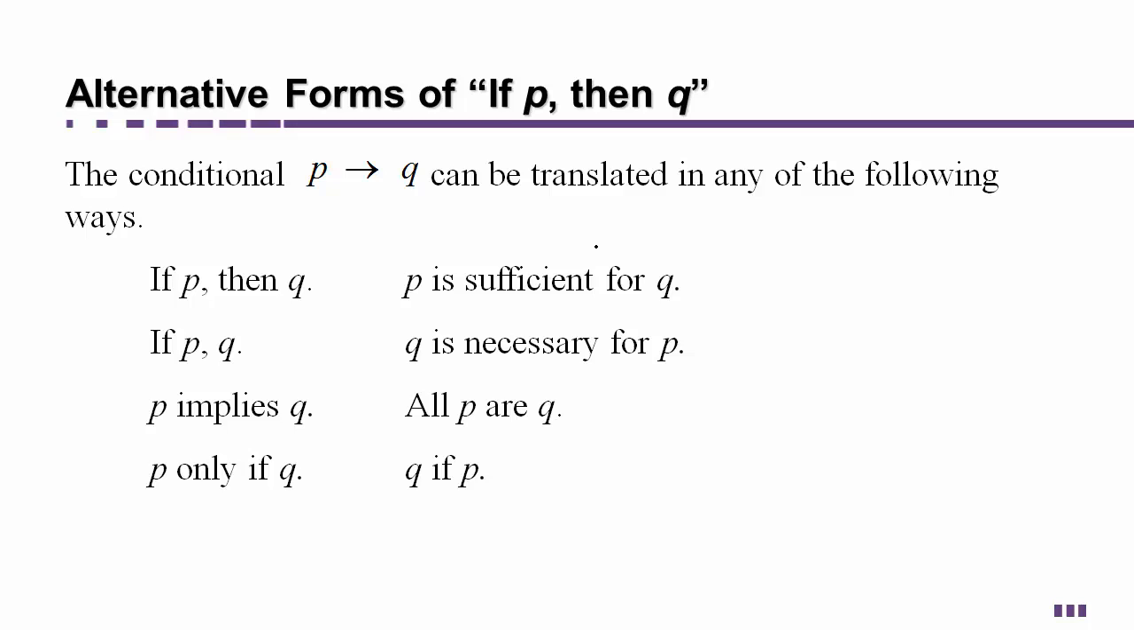Alternative forms of if P then Q. It's just basically a bunch of English that says the same thing. If P then Q is the same thing as saying P is sufficient for Q. So P is sufficient for Q to happen. And then if P then Q is the same thing as Q is necessary for P. P implies Q, and P only if Q means Q if P. Again, just put it in your notes. I wouldn't worry about them too much.